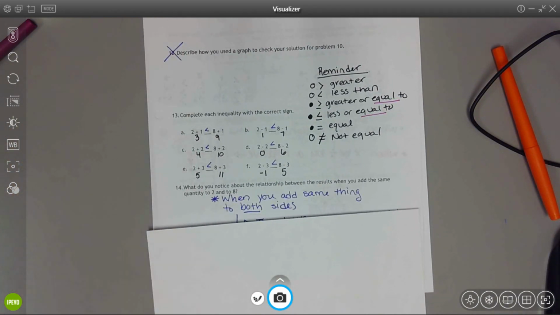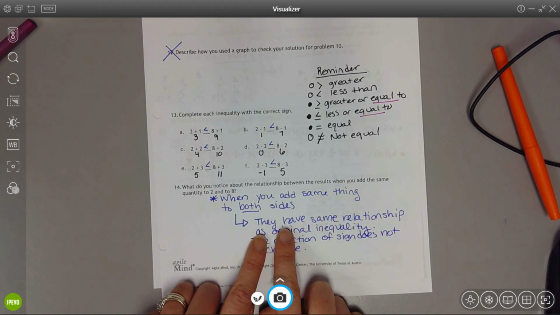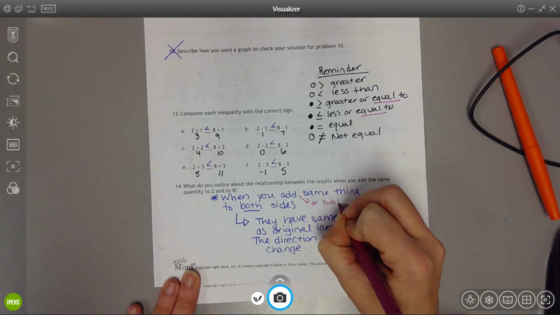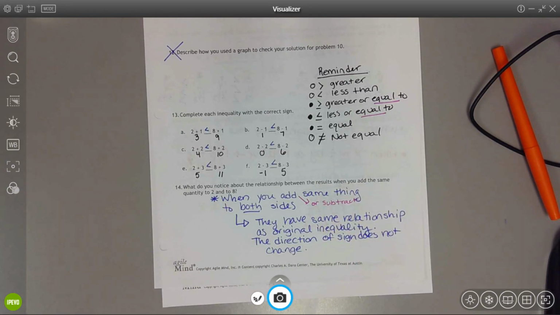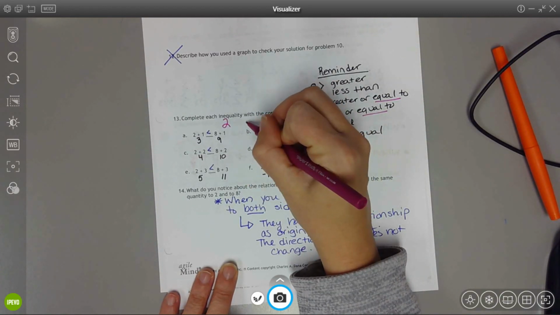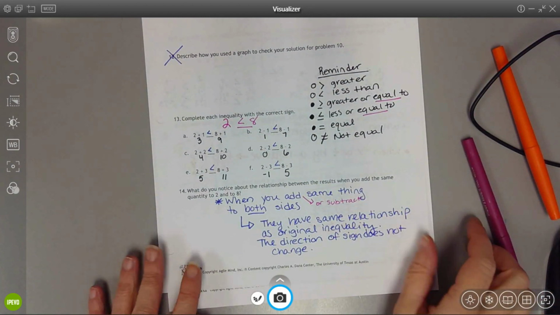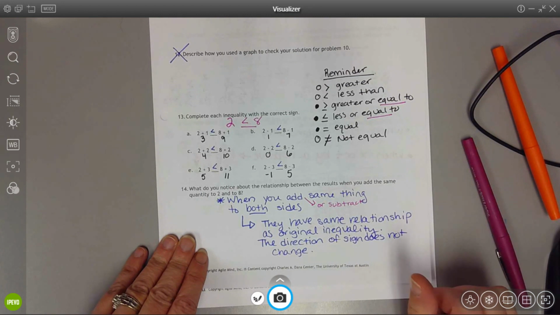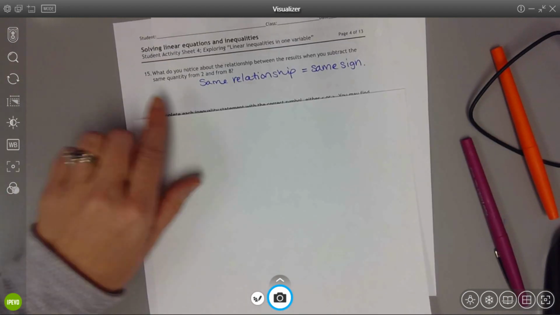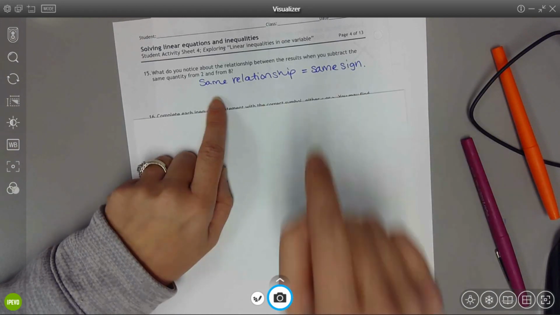What do I notice when we add the same thing to both sides or subtract the same thing? Maybe add that note in. When we add or subtract, they have the same relationship as the original inequality. Remember, the original inequality is comparing 2 to 8, and 2 is less than 8. The directions of the signs never changed when we added or subtracted the same amount. Okay, let's go on to 15. What did we notice? Again, with the subtraction, same relationship, same sign.